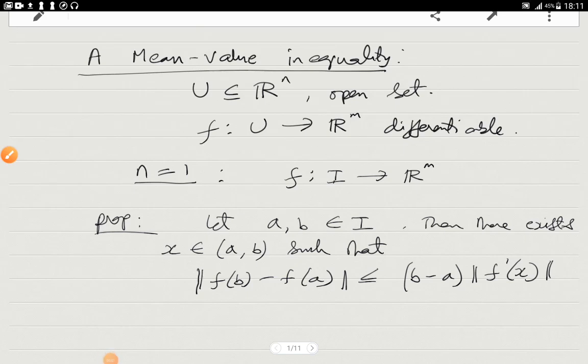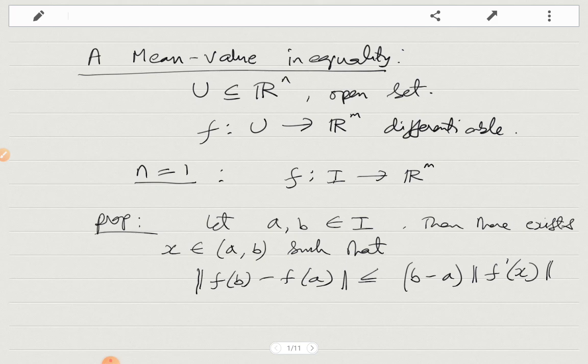So let me begin today's lecture by finding an analog of a very powerful tool in one variable calculus, namely the mean value theorem. Here we don't quite have the exact analog, but we'll get a mean value inequality which will play the same role in many applications.